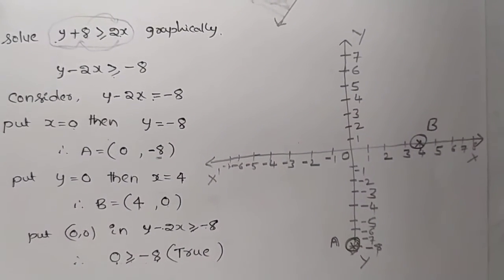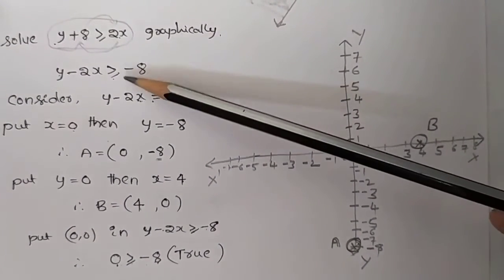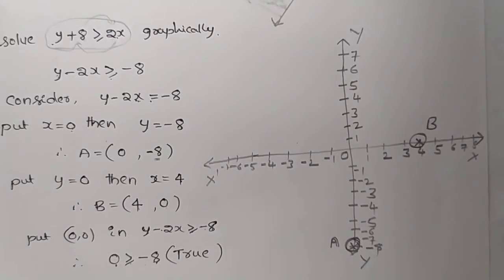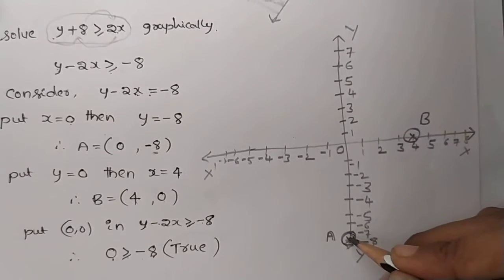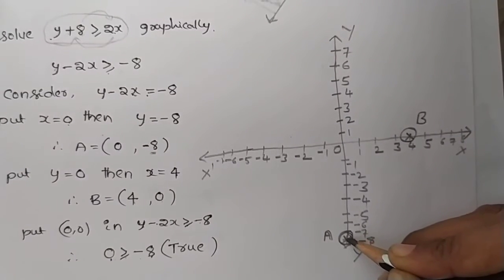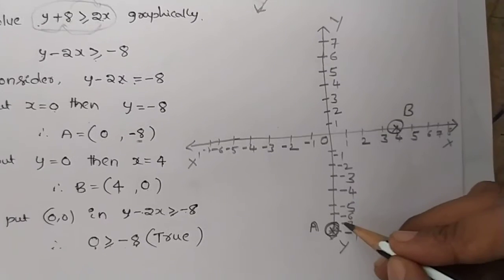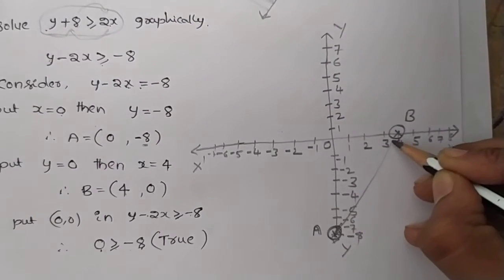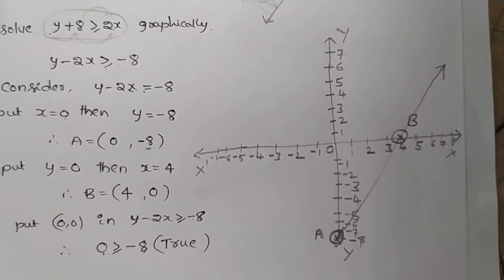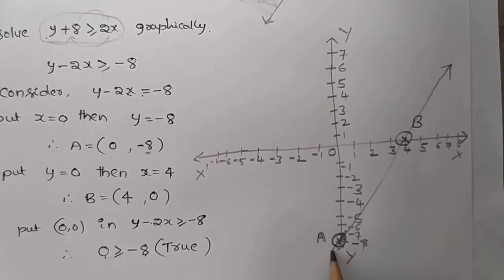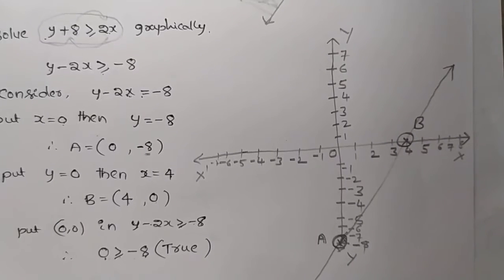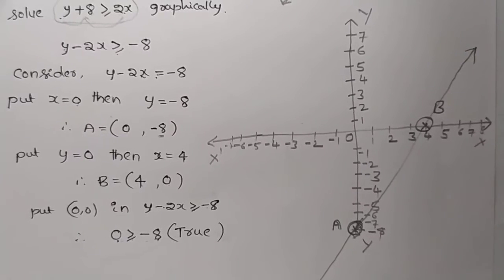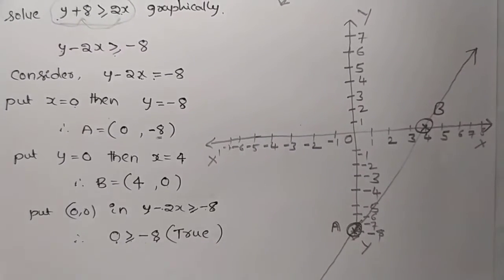The given inequality involves the symbol greater than or equal to. Therefore, we have to draw the line as a thick line. Join these 2 points by the thick line. Kindly use a scale and pencil to draw these lines.